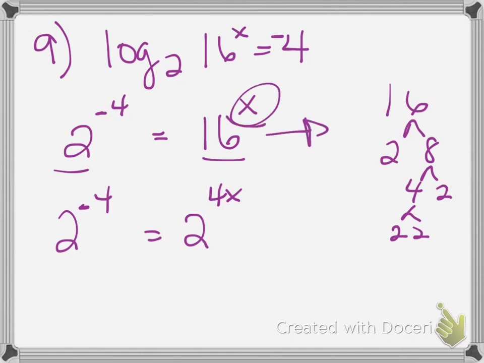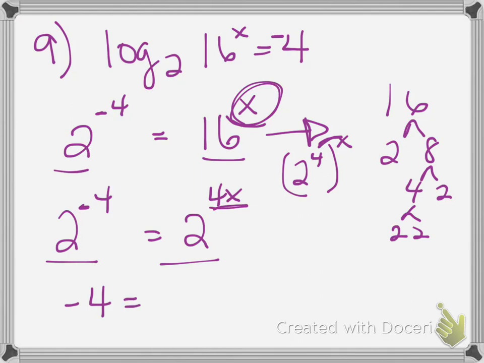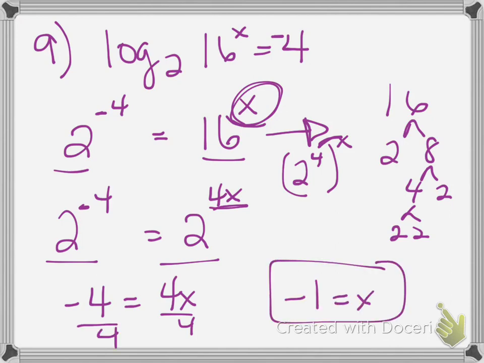So what I did here was I wrote the 16 as 2 to the 4th power, and that's raised to the x power. And 4 times x is 4x. So that's the reason why we have that 4x there and not just a 4, because the 16 was raised to the x power. So now I have the same bases, so I can set my exponents equal to each other. And when I divide both sides by 4, I get negative 1 equals x.